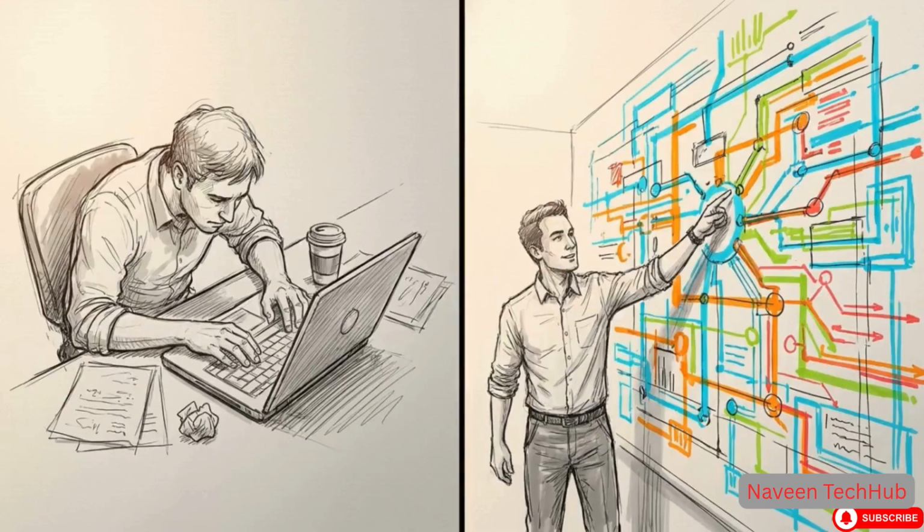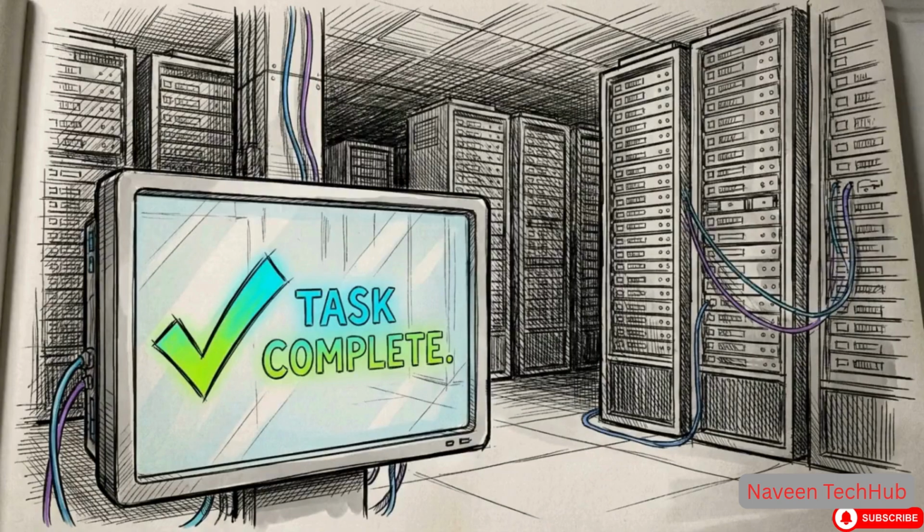Shifting your focus from writing better prompts to designing better systems is what allows you to build agents that can finish the work you assign them.